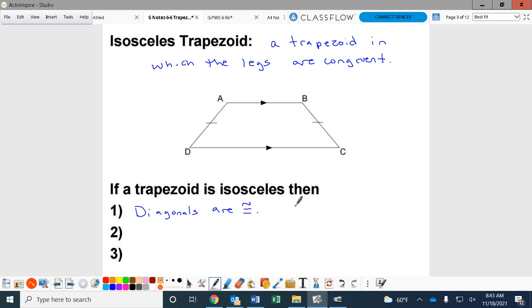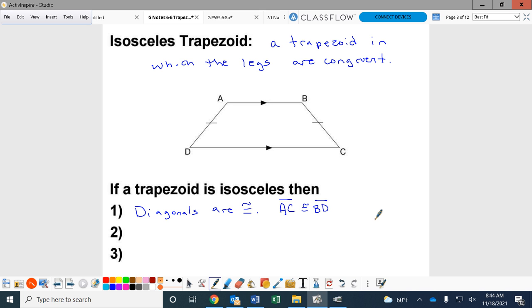Ooh, can somebody name the diagonals in this picture? Because not everybody sees them in a trapezoid. What's the diagonal here? Name one of them. Oh, guys. AC. Good. That's one of them. So AC would have to be equal to, or congruent to, if we put the symbol above it, BD. That is exactly correct.